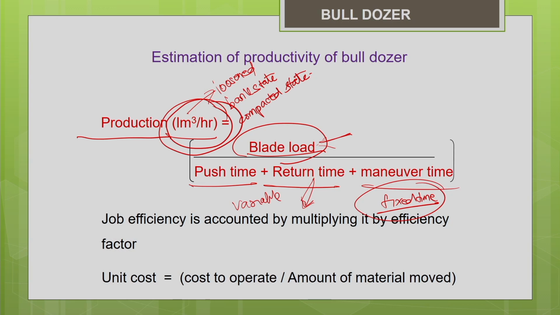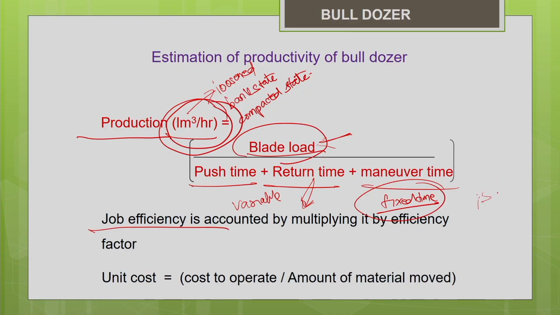After estimating this, you have to take into account the job efficiency. One thing you should know is that your machine is not going to be operated for the entire 60 minutes in an hour. Depending upon your project condition, it may operate for 45 minutes or 50 minutes. It may even operate only for 30 minutes. It depends upon your project condition.